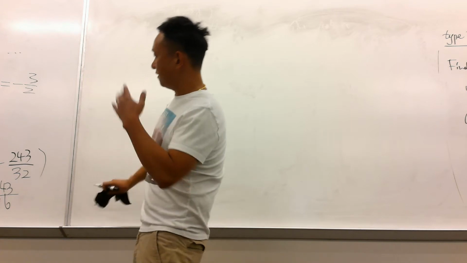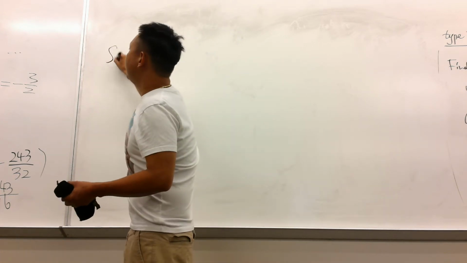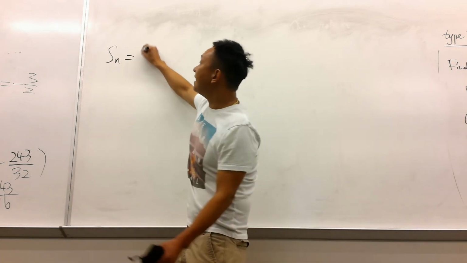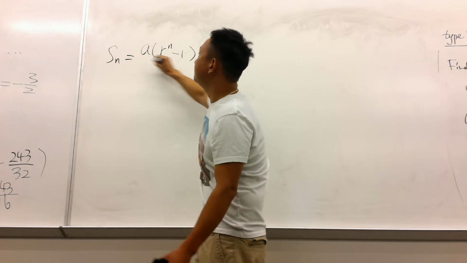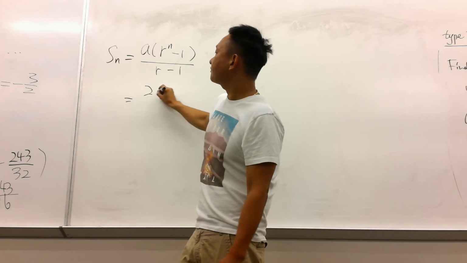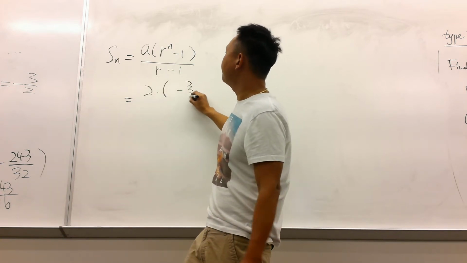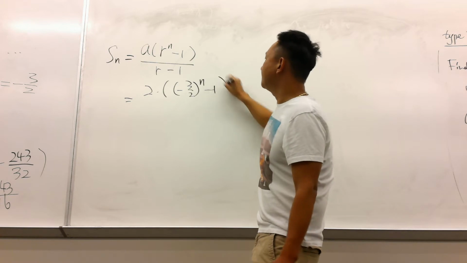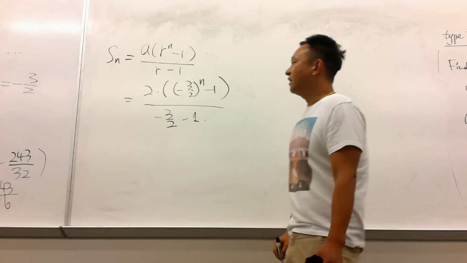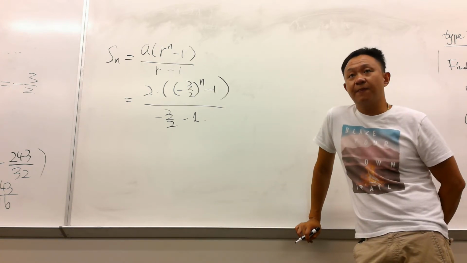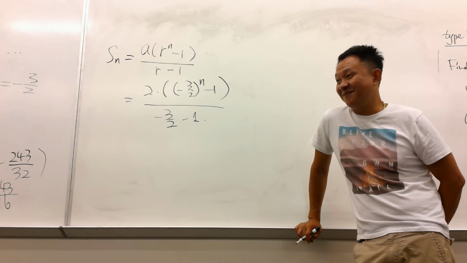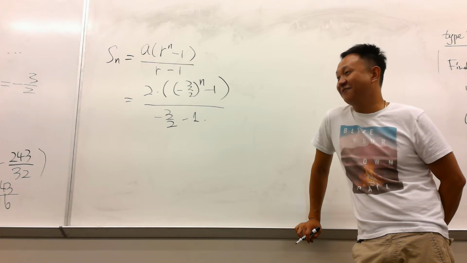Okay, where are we? A6, and then S sub n and S15. S sub n, guys, what's the formula? A times R to the n minus 1, over R minus 1. So you have A is 2, R is negative 3/2, then to the power of n minus 1, over R, which is negative 3 over 2, subtract 1. And guys, what is negative 3/2 subtract 1? Negative 5/2. Am I right? Negative 5 over 2.